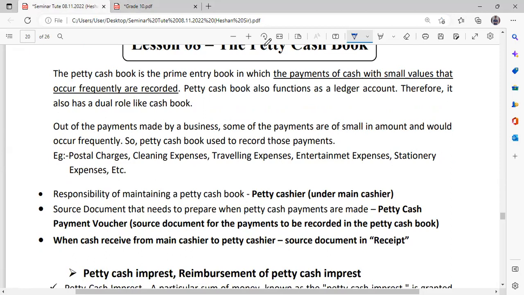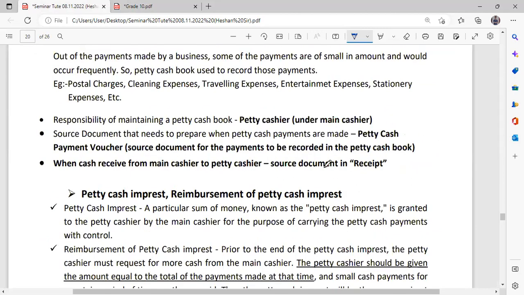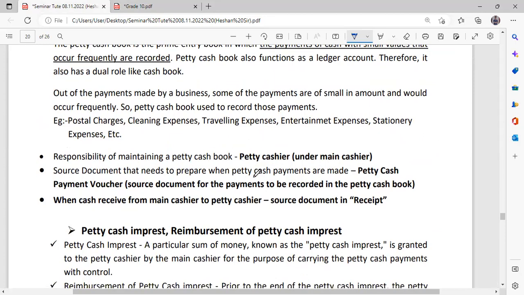Responsibility of maintaining a petty cash book: the petty cashier, under the main cashier. Source document to prepare when petty cash payments are made: the petty cash payment voucher, the source document for the payments to be recorded in the petty cash book. When cash is received from the main cashier by the petty cashier, a source document is received. Understand? Even though we can identify the receipt in the petty cash book, we record petty cash payment vouchers for all petty cash payments.